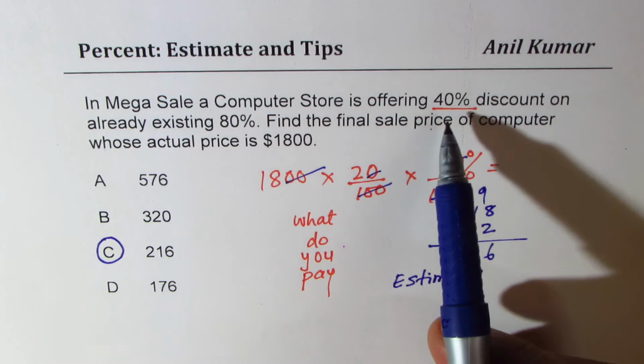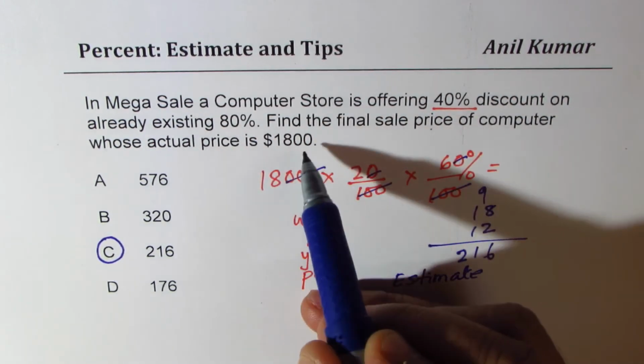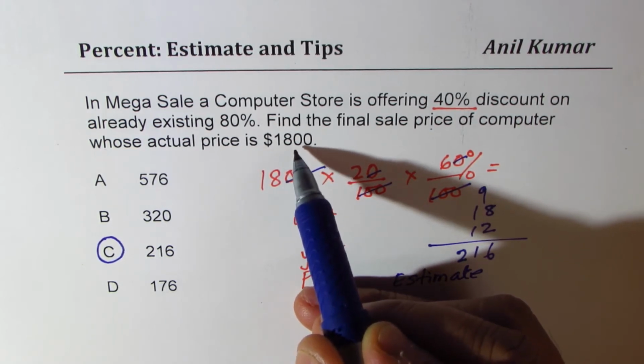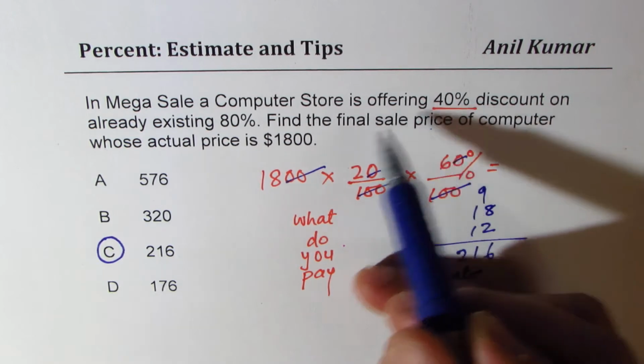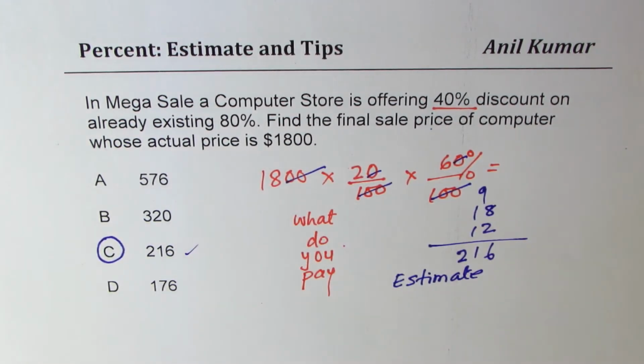So what do you estimate? 80% off, that means you just pay 20%, right? So 10% is 180, right? 360 is 20%, and then you do 40, half of that. Do you understand? So you get this estimate also. You get an idea. So you could do that.